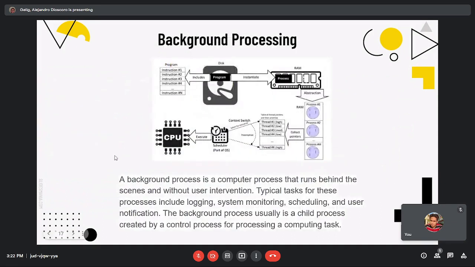And the third one is background processing. A background process is a computer process that runs behind the scenes and without the user's intervention. Typical tasks of this process include logging, system monitoring, scheduling, and user notification. They perform their tasks in the background while other programs are interacting with the system in the current time. A background process is a process that is running without the user's input.